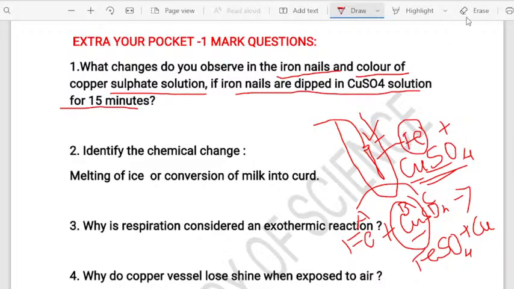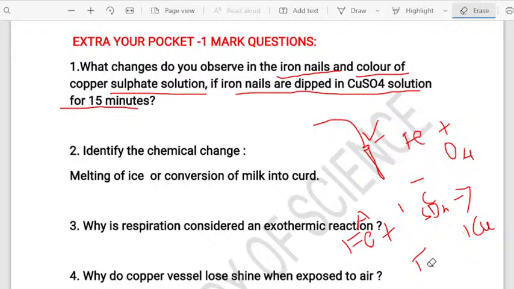Understand? So this is what exactly will happen in this particular reaction. I think you are clear with this, children. So now let us go for the next question.